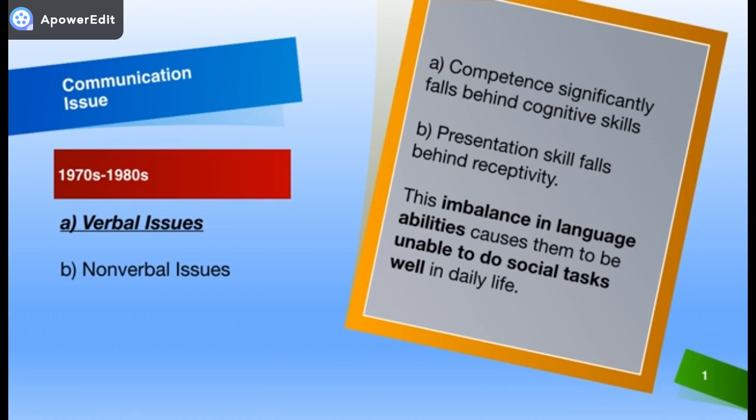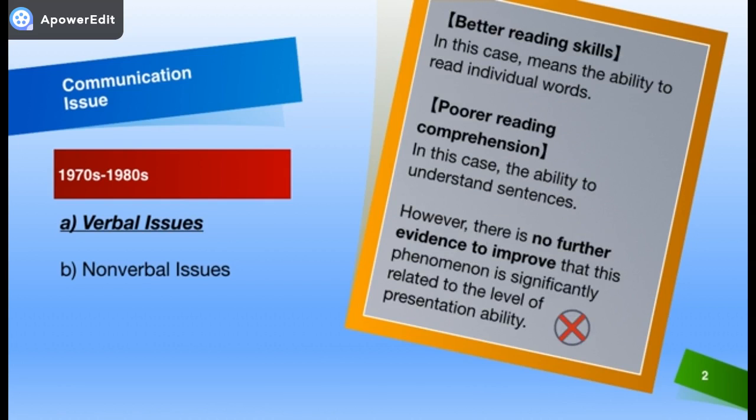Some researchers have tried to find out if there is a connection between presentation ability and reading ability in people with Down syndrome. They found that people with Down syndrome have better reading skills, which in this case means the ability to read individual words, and poorer reading comprehension, which in this case means the ability to understand sentences. However, there is no further evidence to prove that this phenomenon is significantly related to the level of presentation ability of people with Down syndrome. So we can think that there is no significant causal relationship between reading ability and presentation ability.